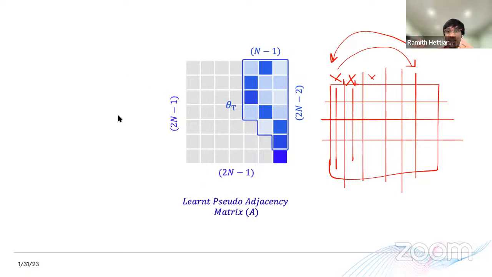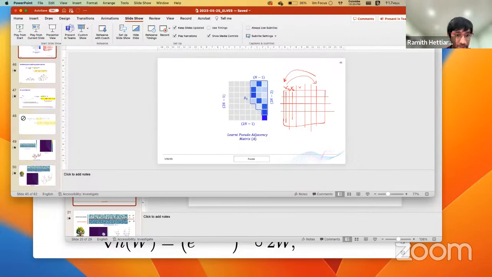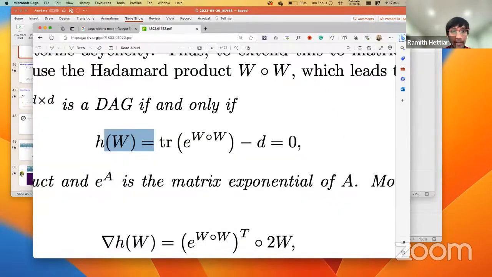At least that's what I'm trying to draw, the parallels. So now, yeah, now that we have these two relaxations, how can we search for these two spaces?